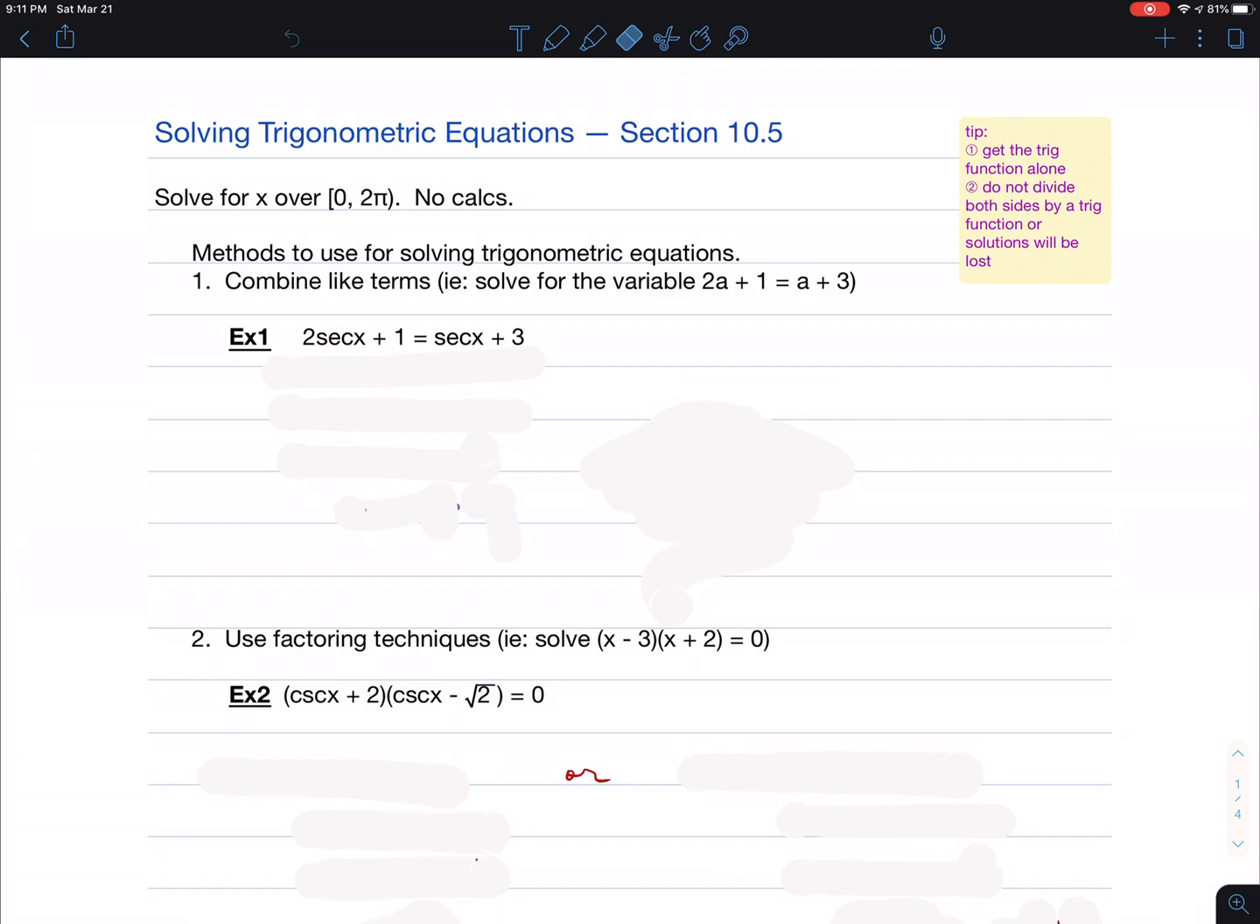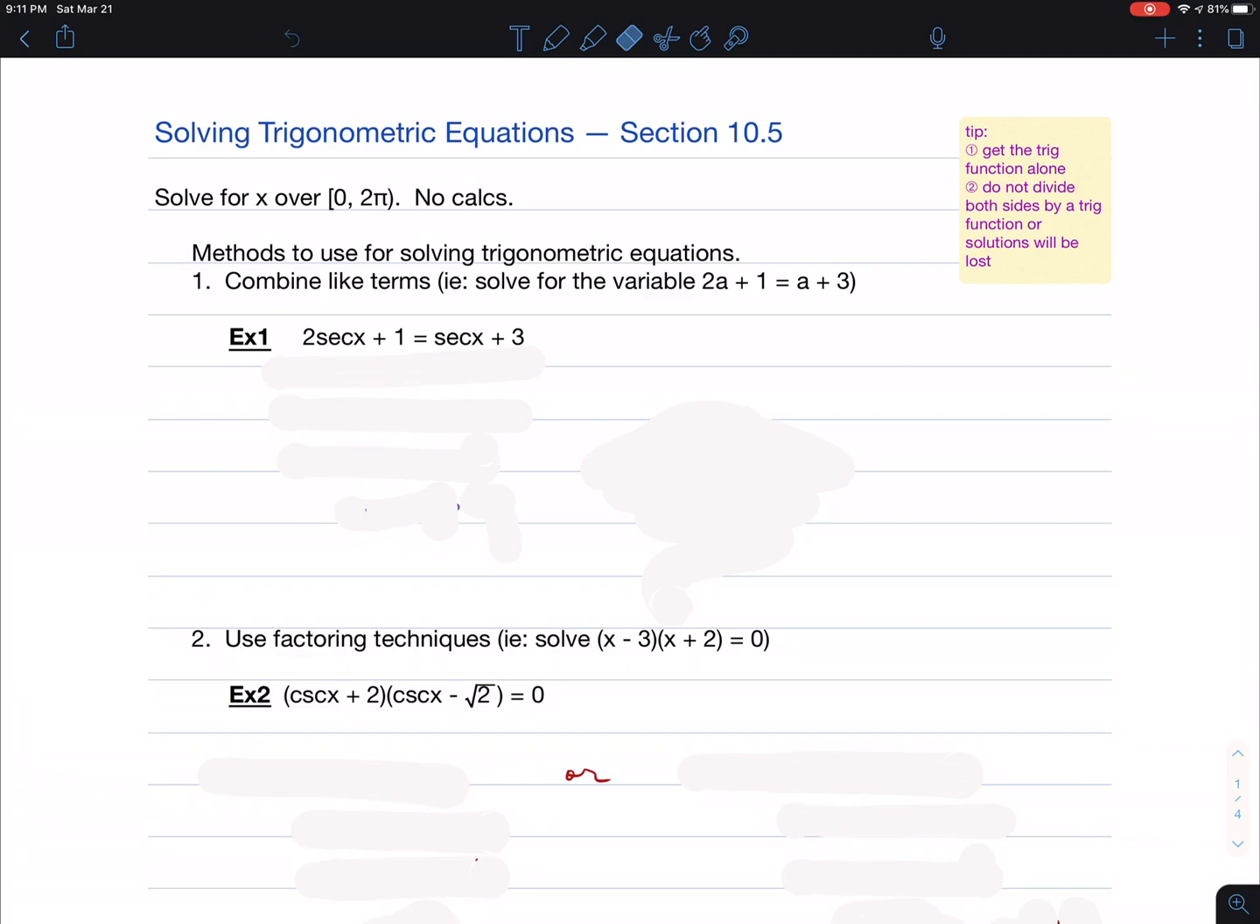So take a look here at this junior high equation. If you had something like that, how would you solve that? Well, you would probably subtract a on both sides, and then you would subtract 1 on both sides. In other words, you're combining like terms. So let's do the exact same thing for this example 1. Let's combine like terms, but like tip number 1 on the sticky note says, let's get the trig function alone.